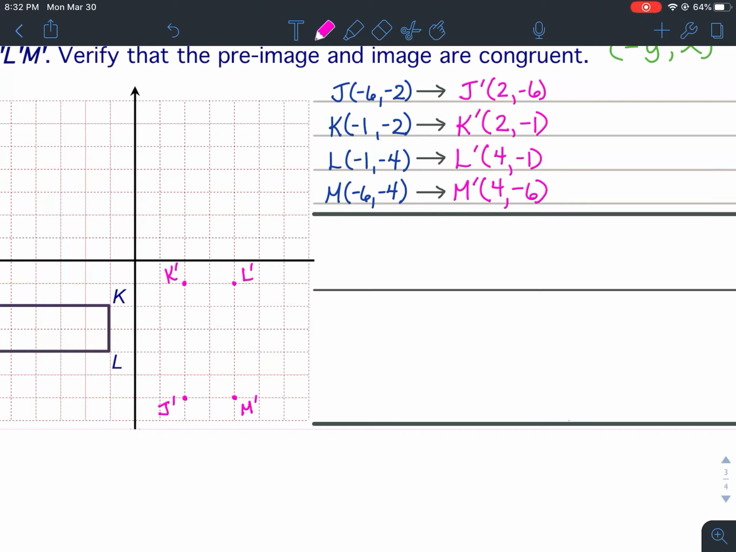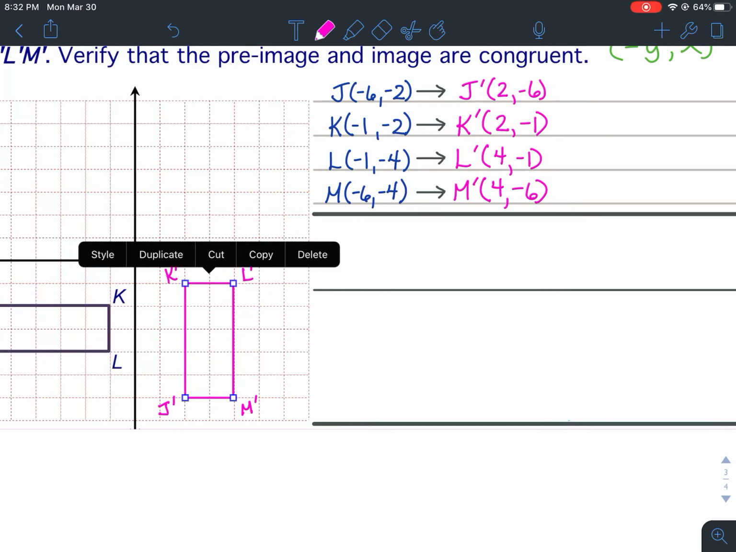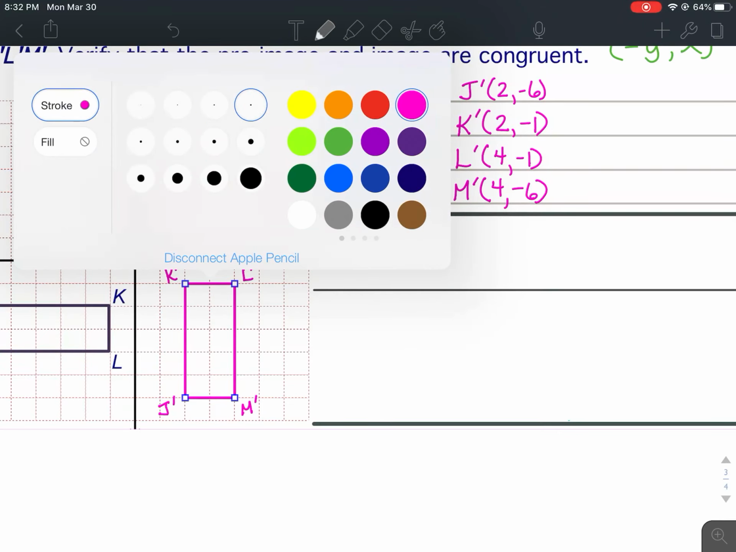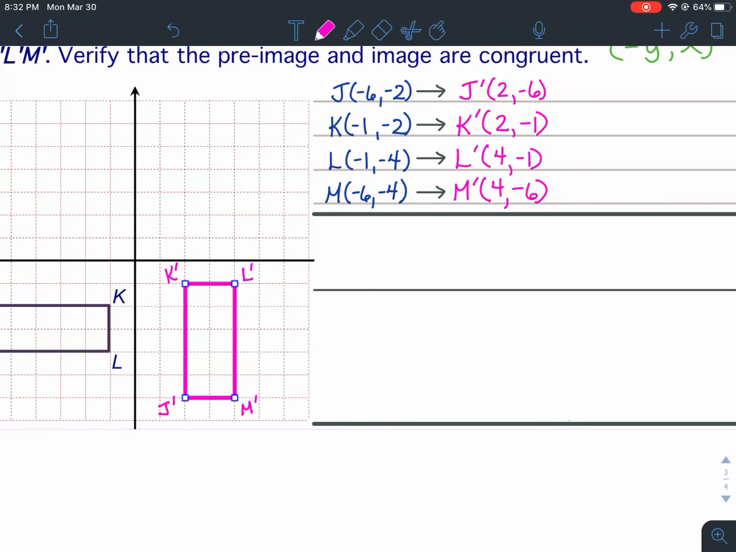All right, so now, guys, remember, if you use Goodnotes or Notability, if you write those and then hold it at the end, it'll draw a rectangle for you. And then if you need to, you can move these around so they line up with the grid lines. Okay, so there is J prime, K prime, L prime, M prime.